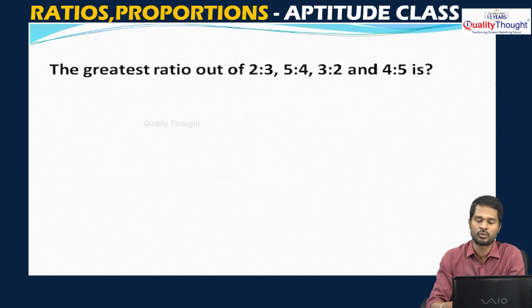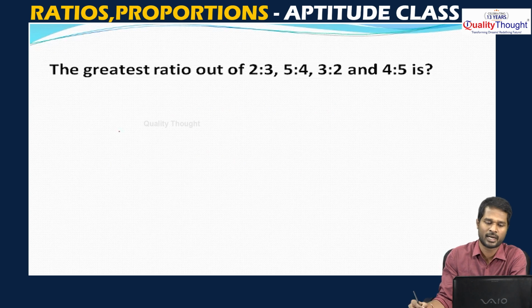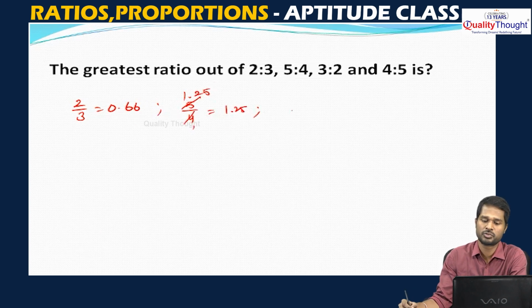The greatest ratio out of 2:3, 5:4, 3:2 and 4:5 is? This question can be solved in many ways. You can write them in the form of fractions. 2 by 3 is 0.66. 5 by 4: 4 ones are 4, 1 will remain, 4 twos are 8, 4 fives are 20, so 1.25. 3 by 2 is 1.5 and 4 by 5 is 0.8.